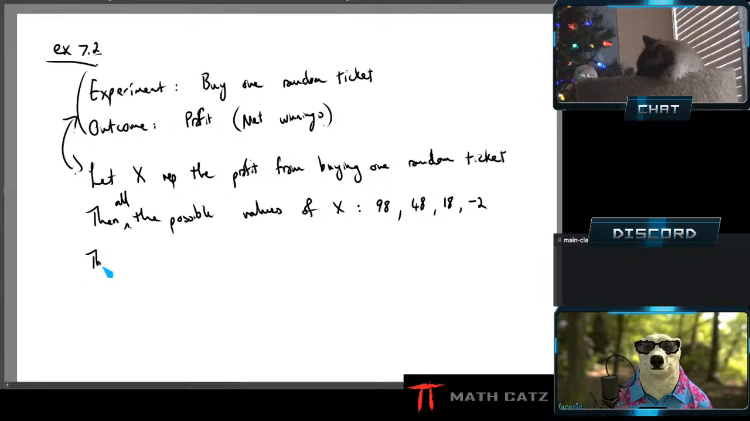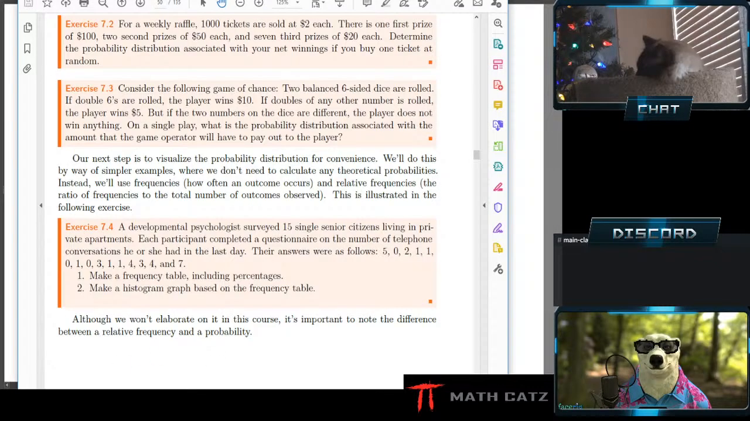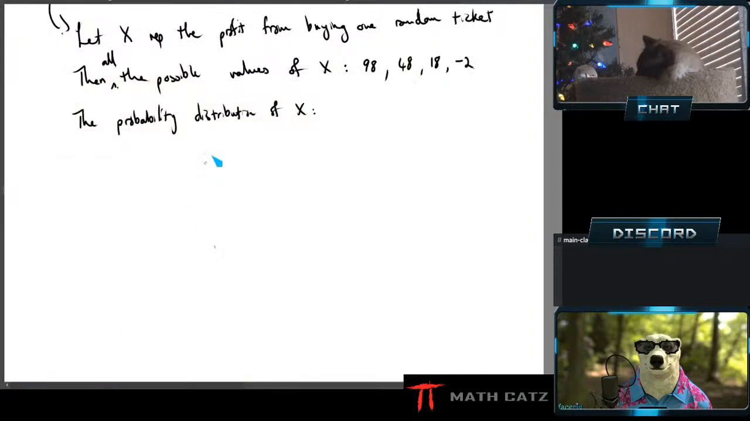Next, the probability distribution of x. And table form is very nice for us, so we'll do that most of the time. If they really want me to graph it, they're going to have to ask me because it's going to take me longer, but you are welcome to practice it. So I'm going to do it in column form, and it'll always look like this. Different values of x, 98, 48, 18, and then -2.